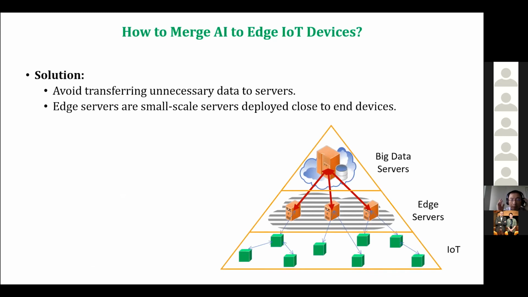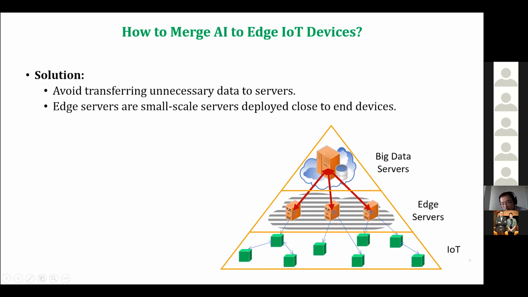Okay, so if we want to use AI IoT, the first thing we need is to understand what the structure of this kind of system is, how to merge AI into edge IoT devices. This graph shows a typical edge computing structure. In my mind, there are 2 points that are very important in this structure. The first one is that we need to avoid transferring unnecessary data to the server.